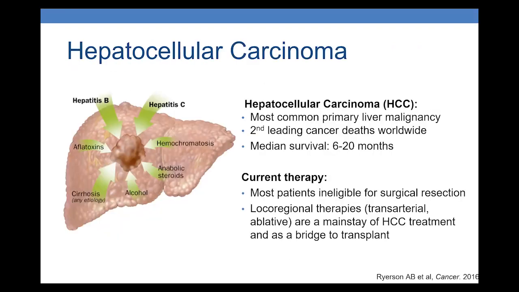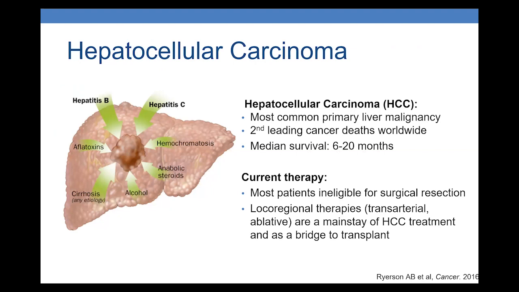So now we come to the second part of the talk about AVUS therapy for hepatocellular carcinoma. Hepatocellular carcinoma is the most common primary liver malignancy, the second leading cause worldwide of cancer death, and the 9th in the US. Median survival is 6 to 20 months. It's caused usually by cirrhosis and chronic liver disease caused by chronic viral hepatitis B and C, alcoholic liver changes, and non-alcoholic liver changes related to diet.